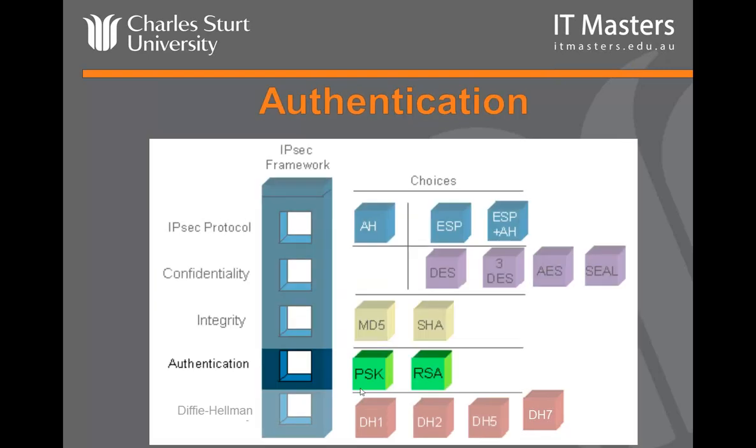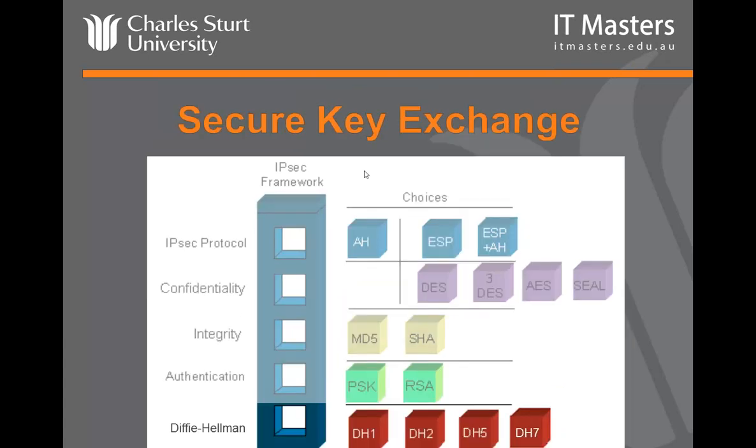Okay, authentication, pre-shared key or RSA signatures. Simple as that. And Diffie-Hellman, secure key exchange. So Diffie-Hellman sits down at the bottom layer of IPSec and basically is responsible for exchanging the initial encryption keys, and you'll see how this works in a minute, using these Diffie-Hellman algorithms. So DH1 is least secure, DH7 is more secure. There's no real need to go into any depth about what those algorithms are, just be mindful of the fact that there are Diffie-Hellman algorithms which are involved in secure key exchange, and that's as far as you need to take it for the purposes of the CCNA exam.